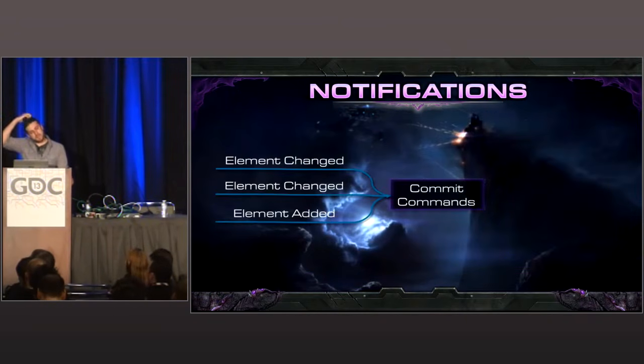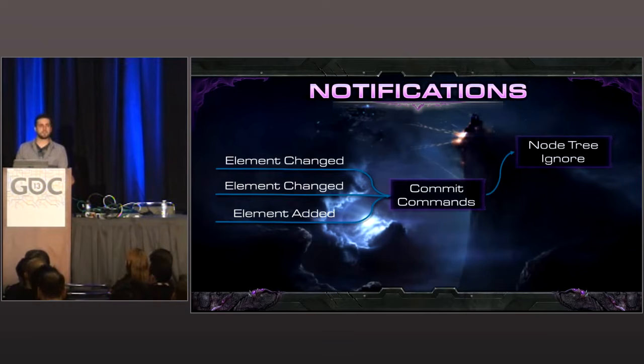So what that looks like then is we take all of those notification codes from all of the objects that handle the command, and we just OR them together into the commit commands function, and that just goes through the observer list. Let's say the first observer is the node tree. It passes the notification bit mask to it and says, do you handle element changed and element added? It says, no, I don't care about those, so just ignore it. Then it gets to the scene list and says, I don't care about those, so just ignore it.